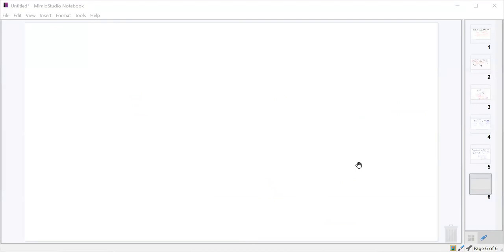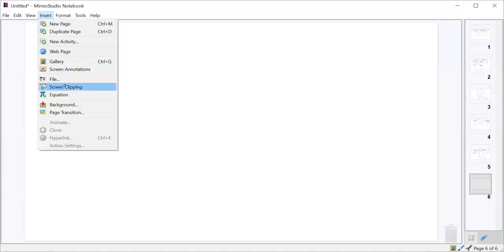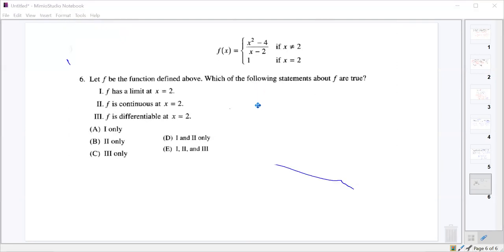All right. And then somebody was also asking about number 6. So number 6, we've got, which of the following statements about the function f are true? And we are looking at whether it's continuous, differentiable, or has a limit at x equals 2. So first off, number 1 here, does it have a limit at x equals 2?